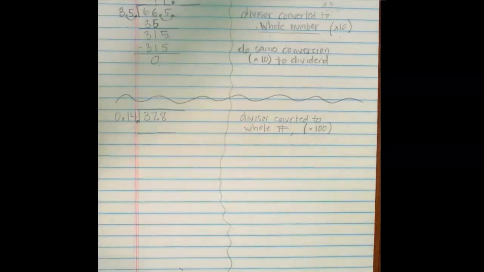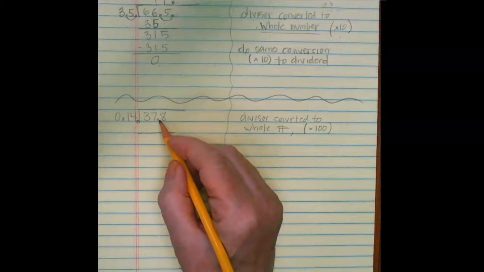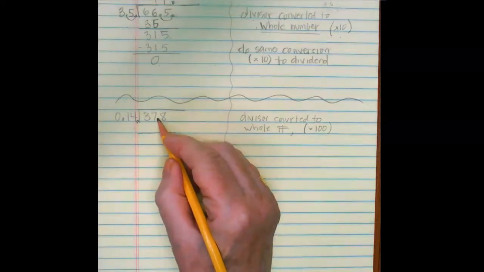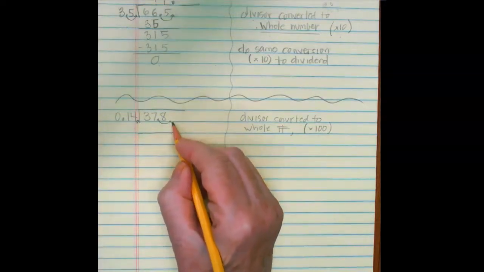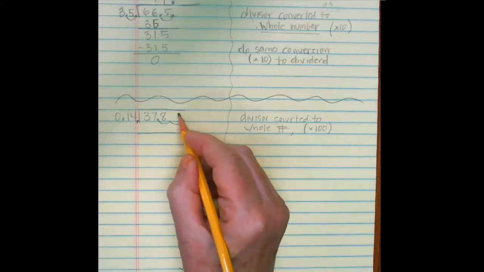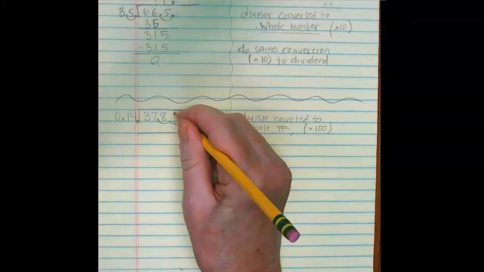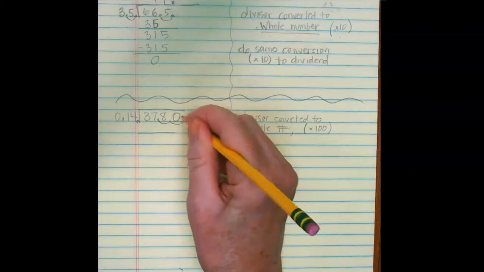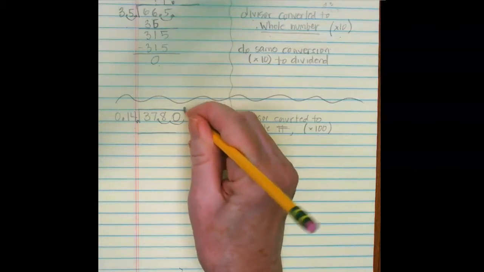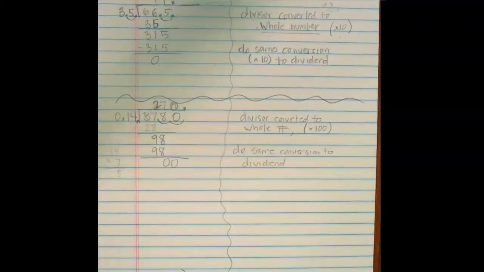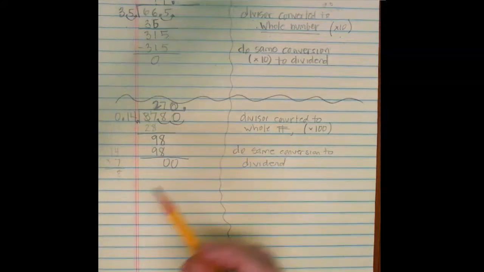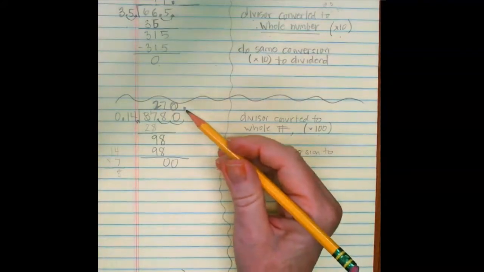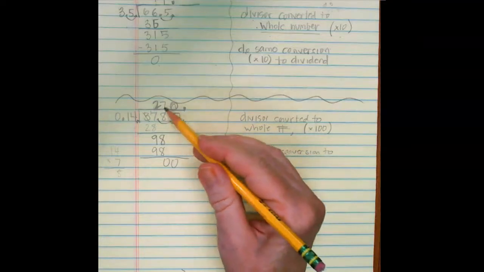And of course, step 2 is we have to do the same conversion to the dividend. So we'd multiply by 100. But wait, oh no, there's no number there. So of course you put a 0 there as a placeholder. And the decimal point gets moved up there. And here is the result. So 37.8 divided by 14 hundredths is 270.